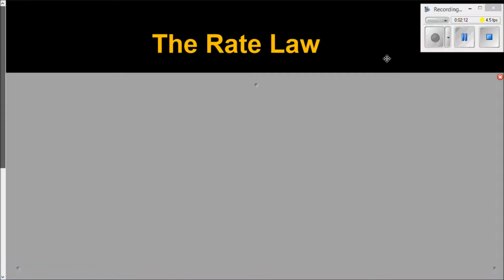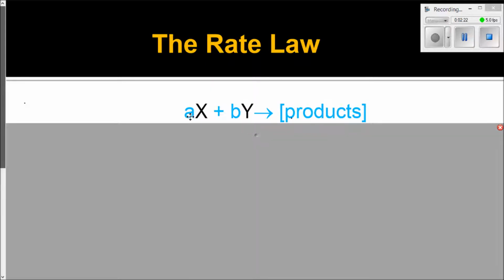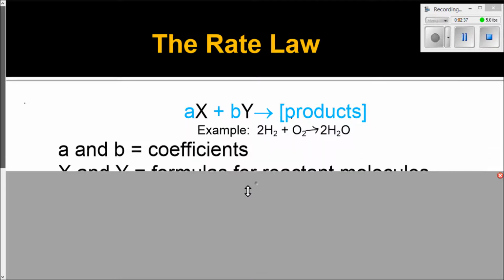We're going to start talking about the rate law a little bit more specifically here. When we write this rate law, what we really need to know is a balanced chemical equation. That's the first thing. aX + bY = products. We don't care about the products because they don't impact the rate of reaction. Now, a and b represent the coefficients, and X and Y represent the reactant chemical formulas.